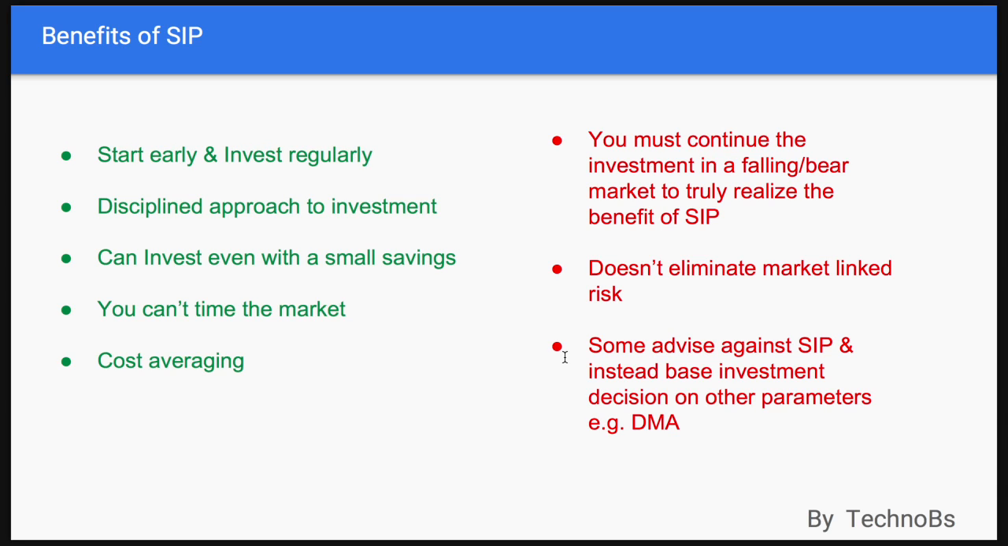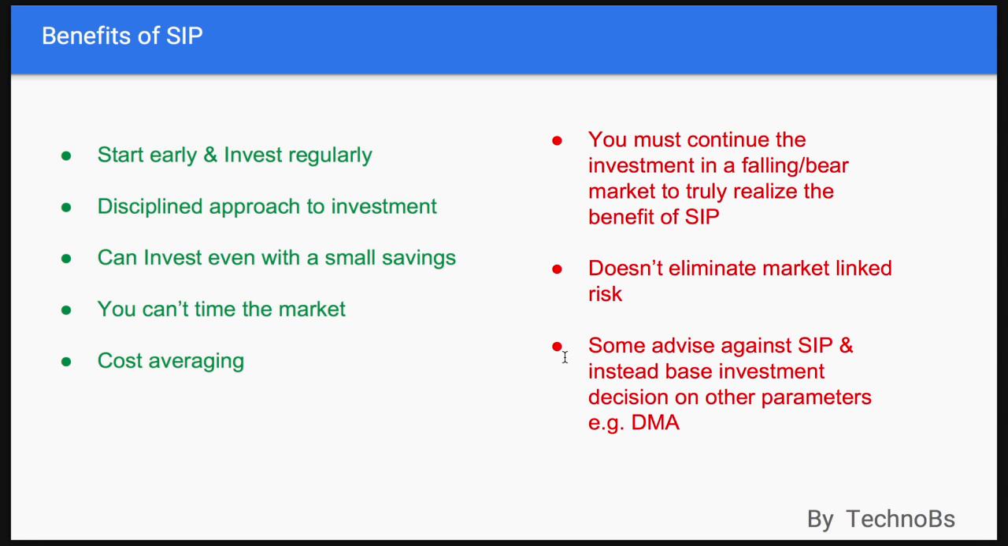Okay, so what happens in a falling market? You receive more units of the mutual fund for the same amount. In the long-term period, it averages. You must continue this SIP investment in a falling market, then only you will benefit from SIP. If you invest in a gaining market, you would receive fewer units. On the other hand, if you continue your investment in a falling market, you would start receiving more units for the same fixed amount, thereby averaging the number of units that you hold over a period of time.